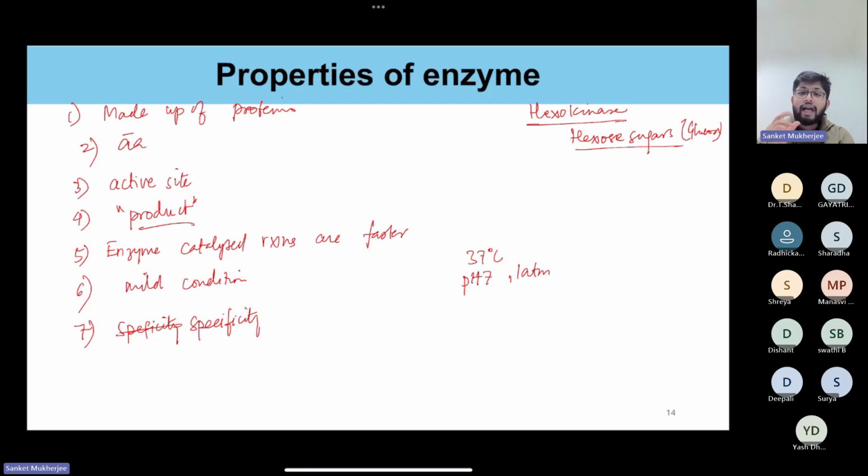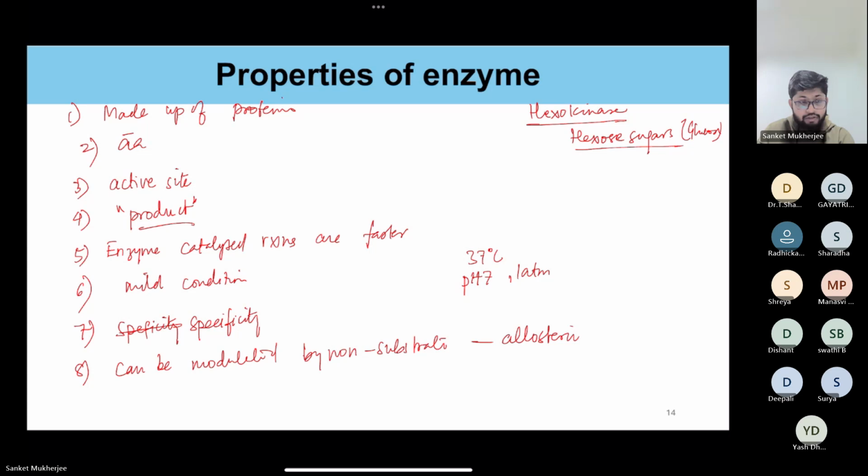Now, enzyme activity can be modulated by a non-substrate molecule. This type of control is called allosteric control. And enzyme amount can be modulated by synthesis or degradation. Okay, these are the different properties.